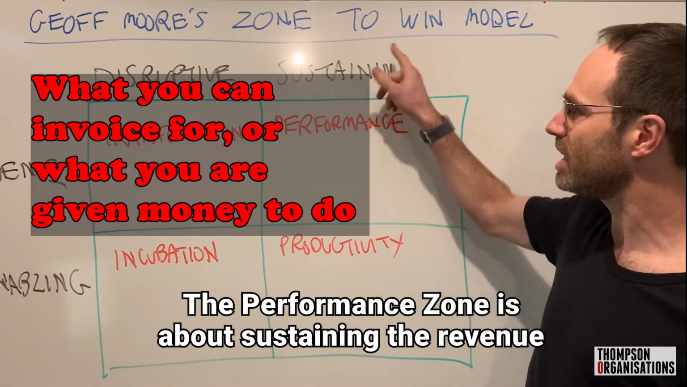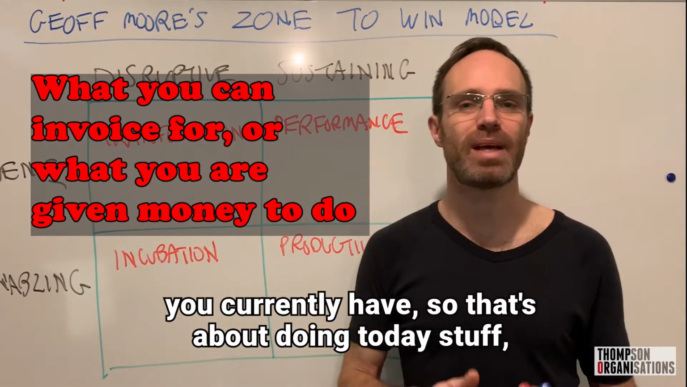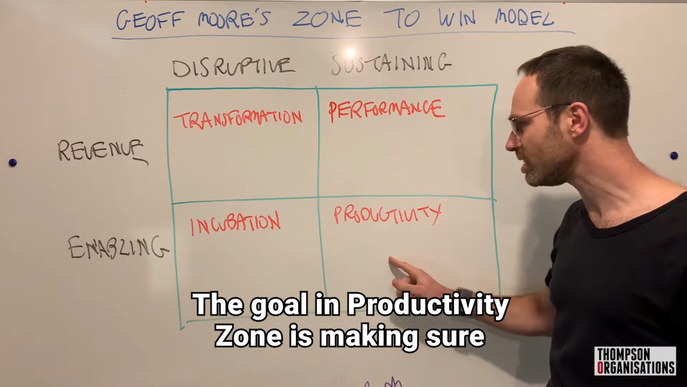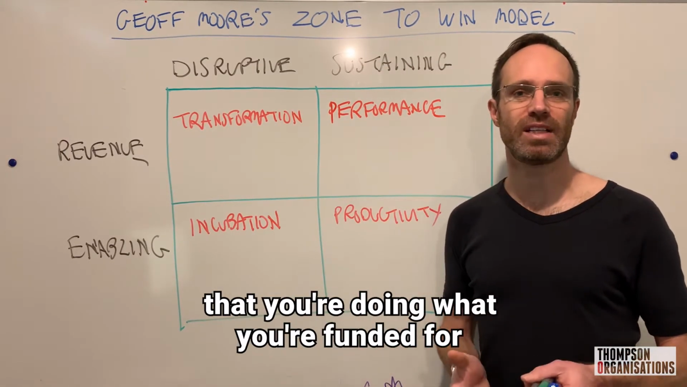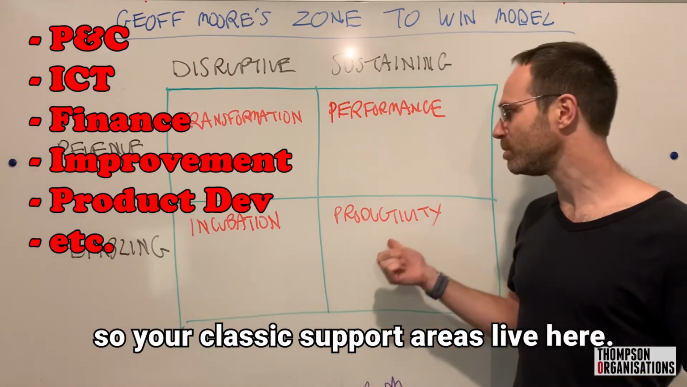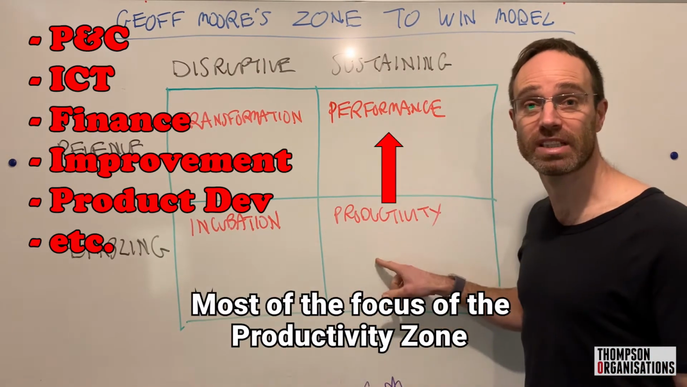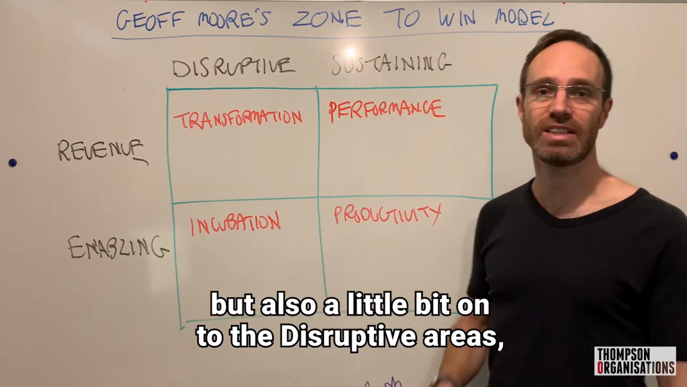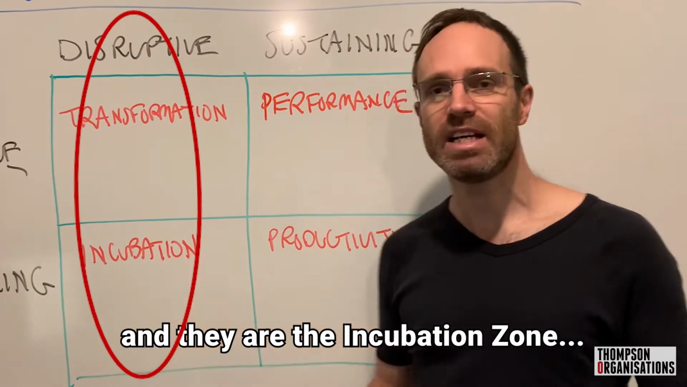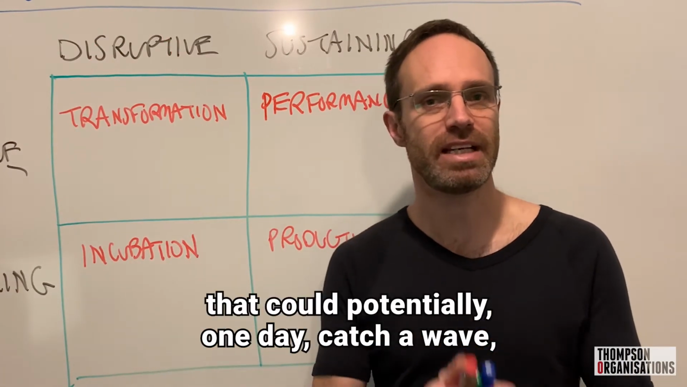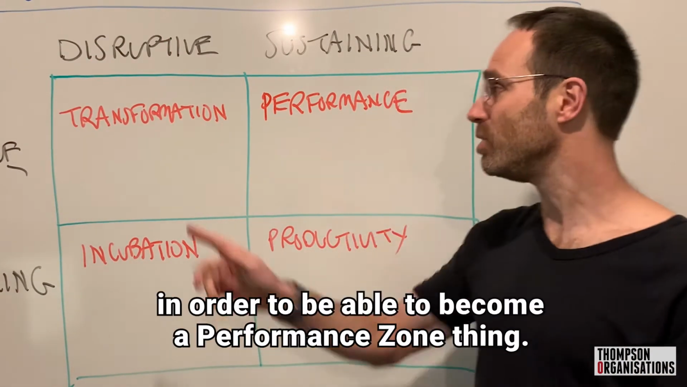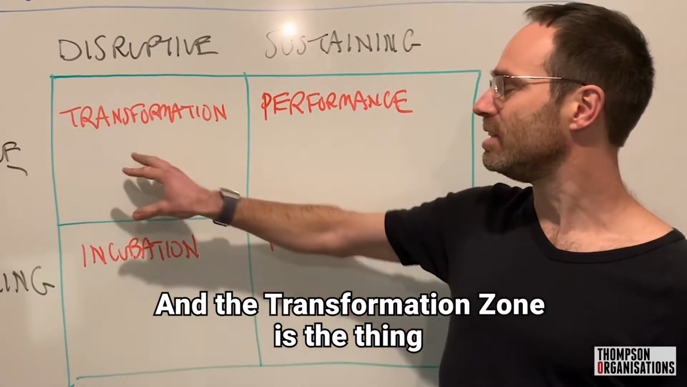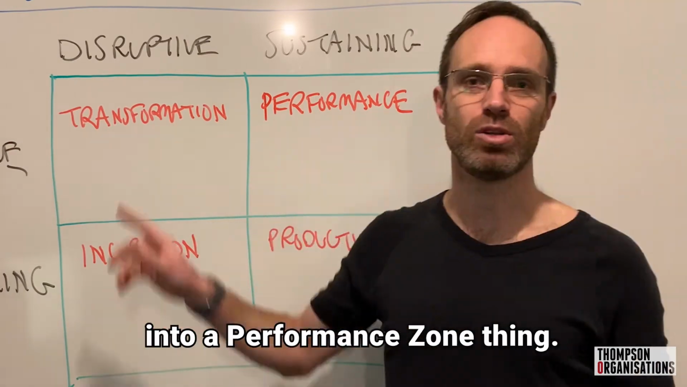The performance zone is about sustaining the revenue you currently have. So that's about doing today's stuff, the things that your business is known for. The goal of productivity zone is making sure that you're doing what you're funded for as well as possible. So your classic support areas live in here. Most of the focus of the productivity zone is onto the performance zone, but also a little bit onto the disruptive areas, and they are the incubation zone. This is where you have things that could potentially one day catch a wave in order to be able to become a performance zone thing. And the transformation zone is the thing that you're looking to actually create into a performance zone thing.